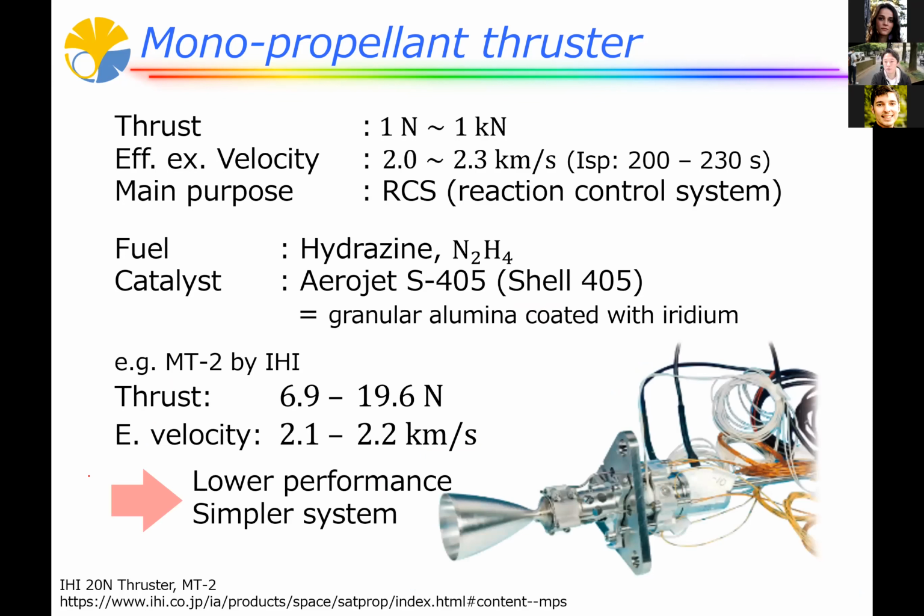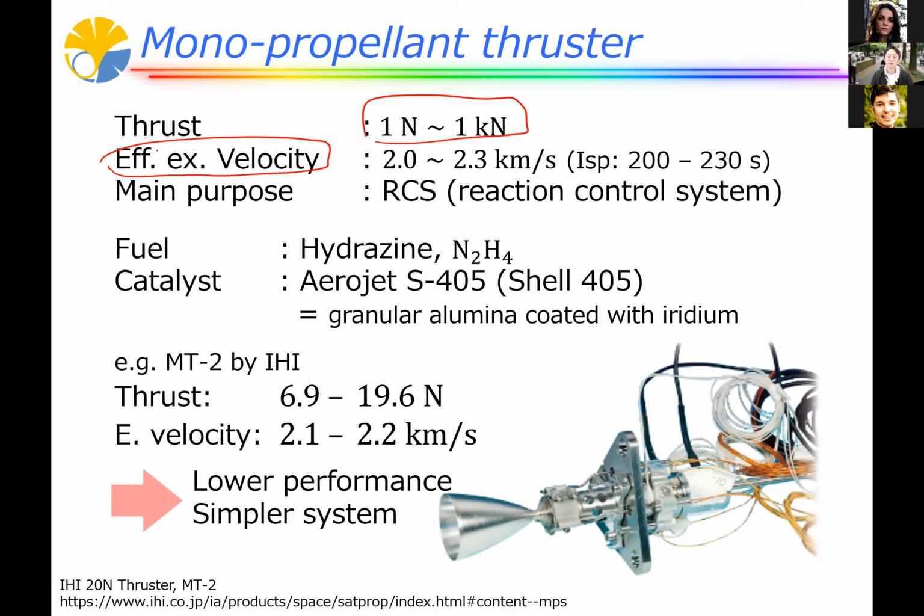In the case of a monopropellant thruster, it's not combustion, it's decomposition. So due to that, the thrust level is somewhat lower than a bi-propellant thruster, typically from 1 Newton to 1 kilonewton. And also the effective exhaust velocity is lower, around 2 kilometers per second. This is due to the smaller heat generated by decomposition compared with combustion.